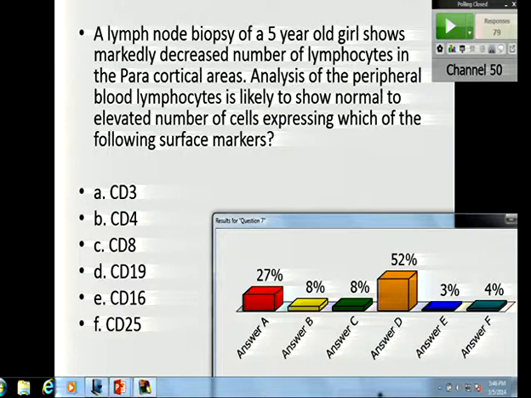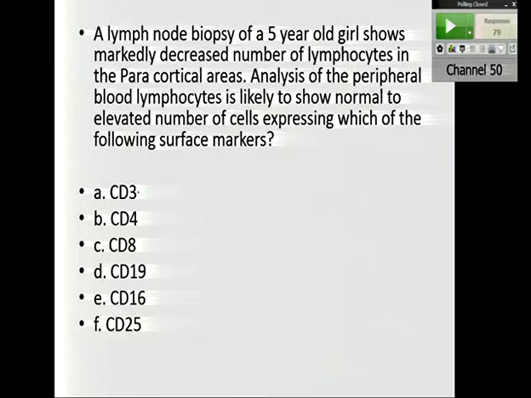So you see CD3 is a T cell, CD4 is a T cell, this is a T cell, this is an NK cell, and this is also a T cell, okay? Here the question is about lymphocytes. Natural killer cells don't fit into that. Mainly lymphocytes means T and B, okay?